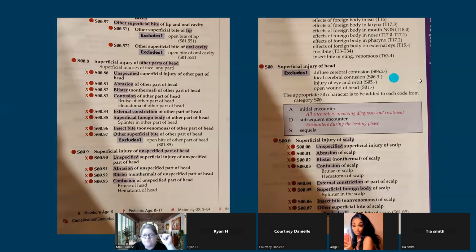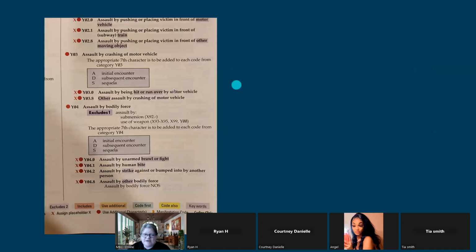But that was the last example that I had. But I do want to look at the fist fight code. All right, your fist fight code. I don't think they have fist fight listed. I think it's listed as assault in the alphabetic index. Any type of fight, they want you to call it an assault. And then they list all the different ways of how you can assault somebody.